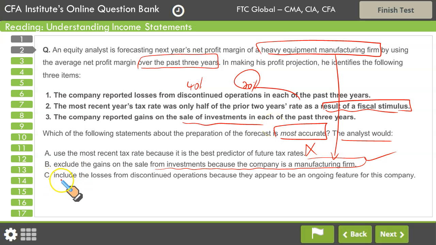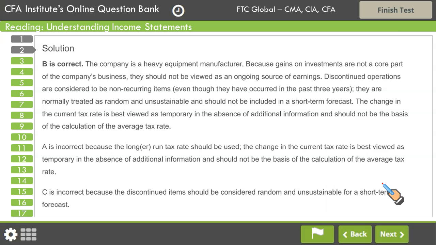Then option C, include the losses from discontinued operations because they appear to be an ongoing feature of the company. This is again not true. Gains or losses on discontinued operations are not a frequent occurrence, so they should not be included. So the only option that makes sense is B, and that is your right option. Moving on.